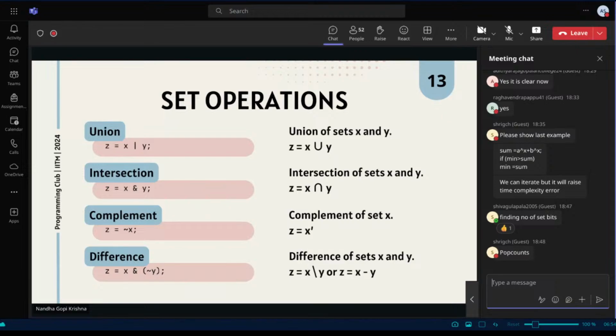What is set difference? It removes all elements in x that are present in y. How do we do this? We do x and not of y.